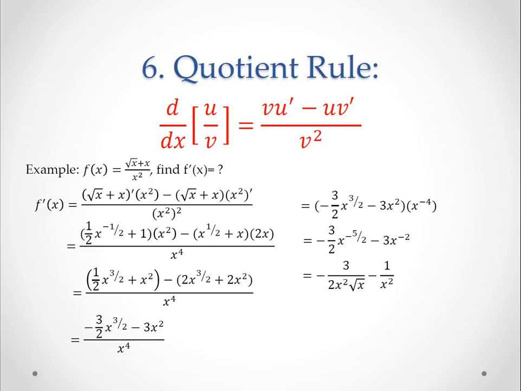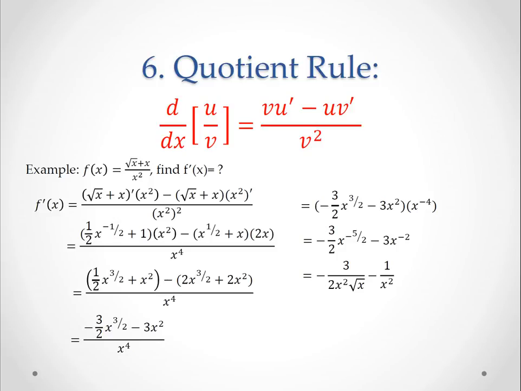In this case, you can see the derivative of the top is equal to 1/2 times x to the minus 1/2 power plus 1, times the bottom x squared, minus the derivative of the bottom, 2x, times the top, x to the 1/2 plus x. This result is divided by the bottom, which is x to the 4th power. The result we can get is negative 3 divided by 2 times x to the 3 divided by 2, minus 3 times x squared, divided by x to the 4th.